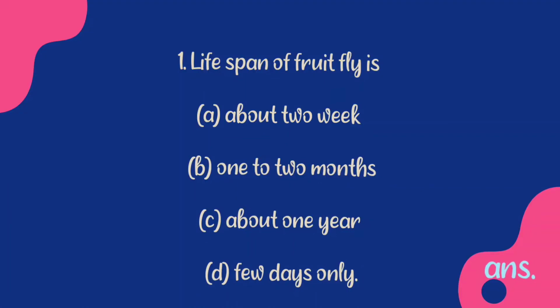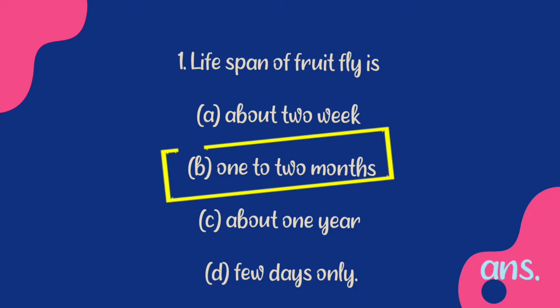First. Lifespan of fruit fly is A. About 2 weeks. B. 1 to 2 months. C. About 1 year. D. Few days only. And the answer is B. About 1 to 2 months.